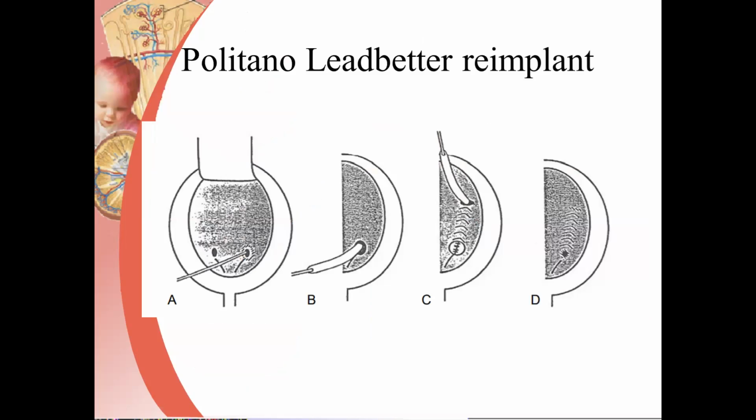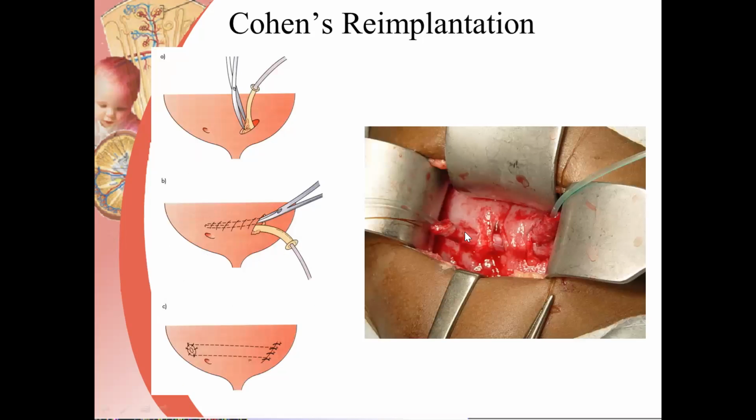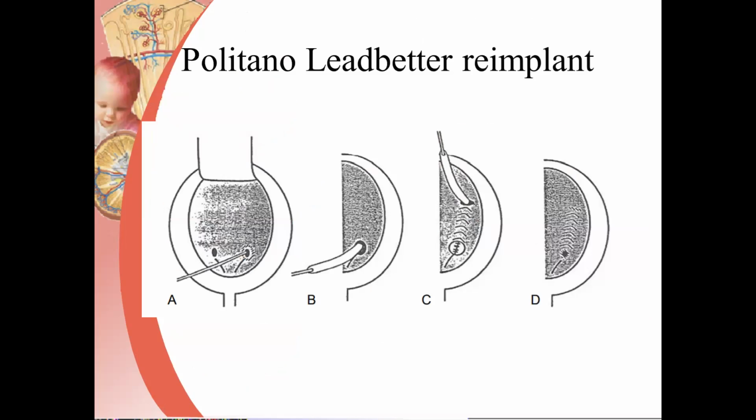Then polytunnel-Ledbetter reimplantation is another form of reimplantation where there is no crossing of the ureter, but the ureter is actually made to enter a little bit higher place, and then the opening is made at the same place. Only the tunnel is increased, but on the same side without crossing. So this is an example of an intravesical infratrigonal reimplantation. This is an example of an intravesical supratrigonal reimplantation.